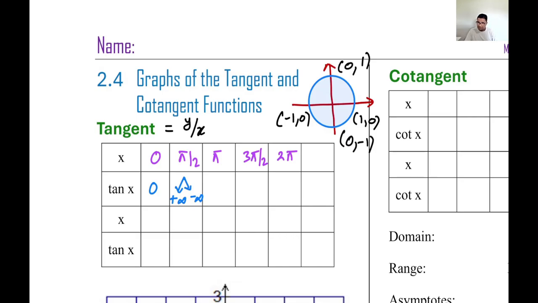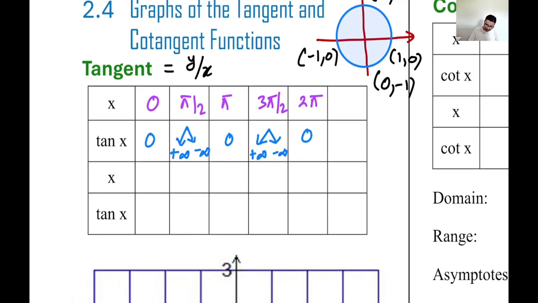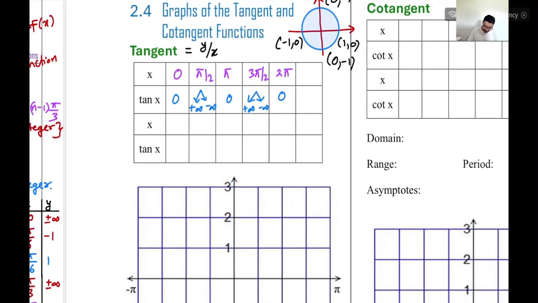Tangent is going to be positive in the first quadrant and negative in the second quadrant, because the x coordinate is negative, so y over x will be negative. And so if it is plus infinity on one side, it has to be minus infinity on the other side. Okay, that's the reason. And then if you look at pi, it will be 0. If you look at 3 pi over 2, again minus 1 divided by 0, so it will again go to infinity and negative infinity, and at 2 pi it's back to 0. Okay, so let's first plot these values on the graph.